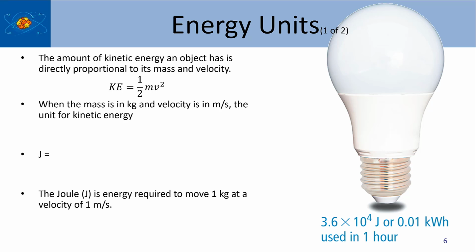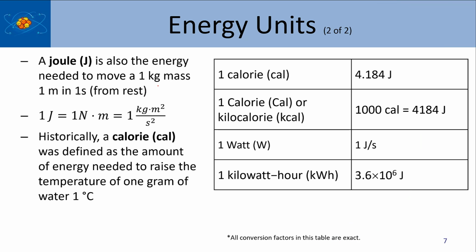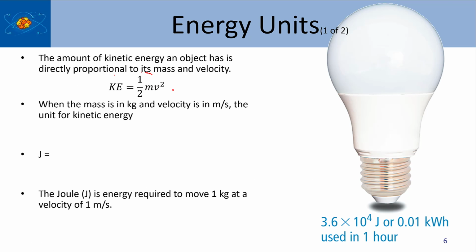So there's a number of different energy units which you'll have to become familiar with in this chapter. First and foremost is the joule, and we can deduce what the units of a joule are from the equation for kinetic energy. Kinetic energy is equal to 1/2 times the mass times the velocity squared, and the velocity needs to be measured in meters per second, and the mass needs to be in kilograms.